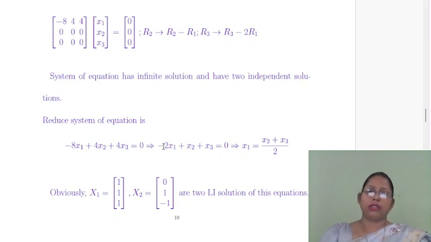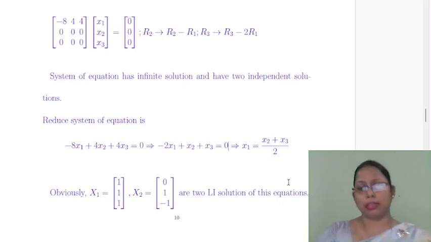In the next step, bring this 2x1 to the right hand side and divide the equation by 2. We will get x2 plus x3 by 2 is equal to x1. If we take x2 equal to 1 and x3 equal to 1, then 1 plus 1 is equal to 2, 2 by 2 is equal to 1. Our x1 is also 1. That is, x equal to (1, 1, 1) is one eigenvector.